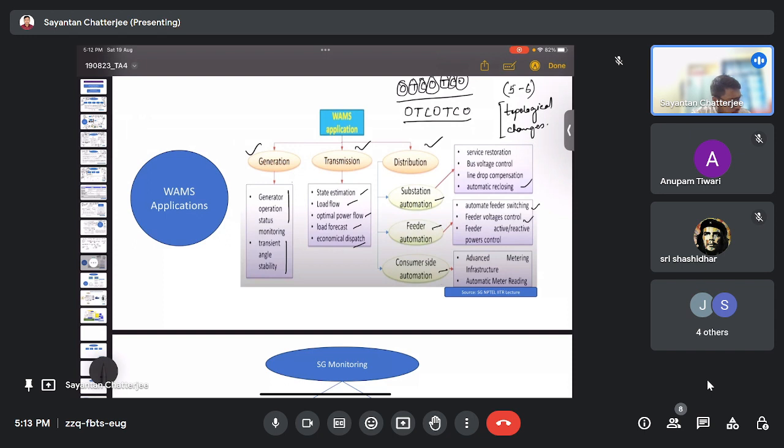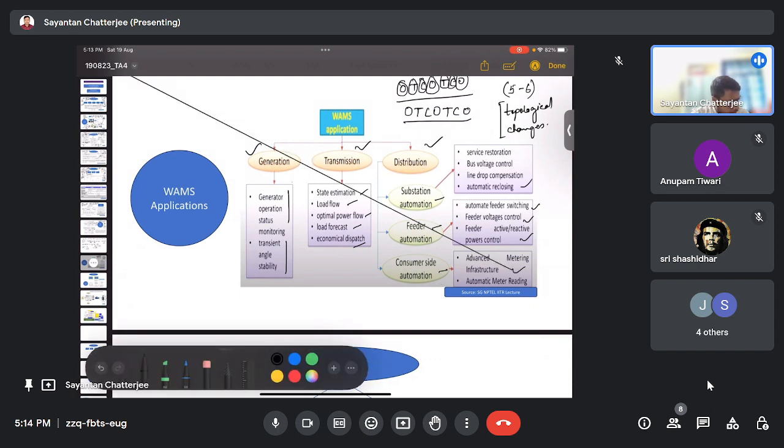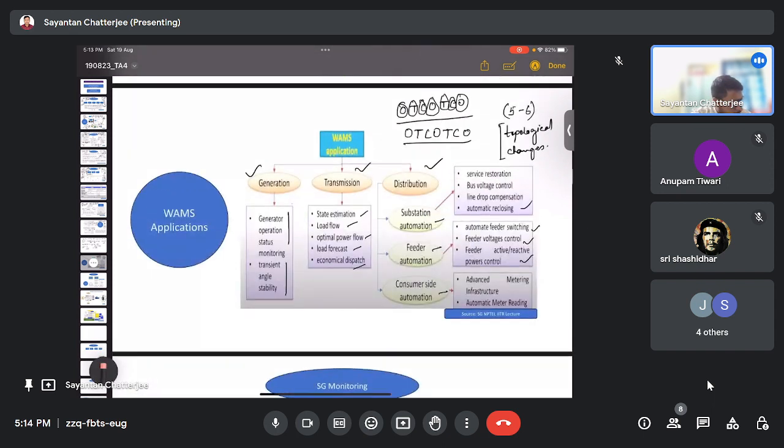Feeder voltages control, active and reactive power control. This can be performed. And advanced metering infrastructure, AMI. We have previously discussed the function of AMI and AMR, automatic meter reading. So these are mainly the WAMS applications.